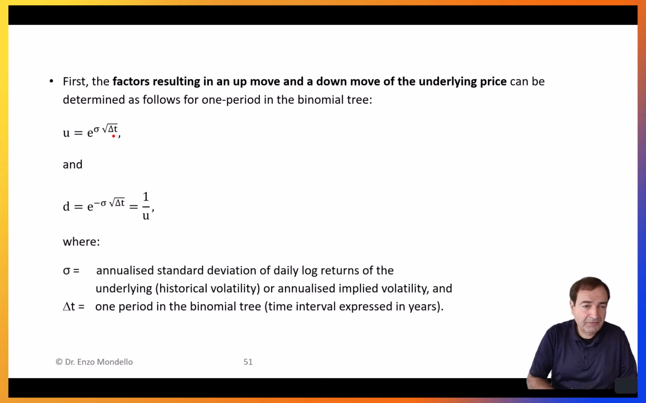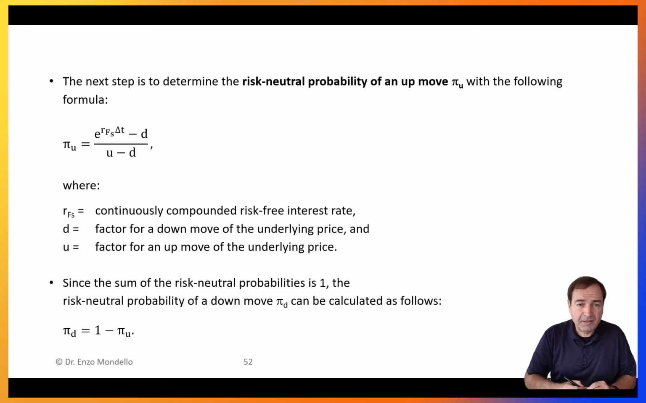To calculate the down factor, we take the Euler's number to the power of minus the annualized volatility times the square root of one period in the binomial model, and that's the same as taking the reciprocal of the up factor calculated above.